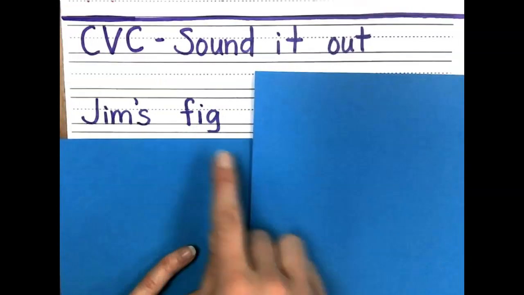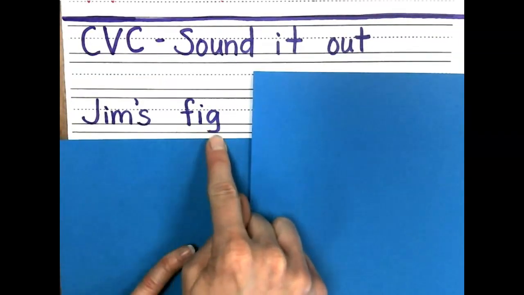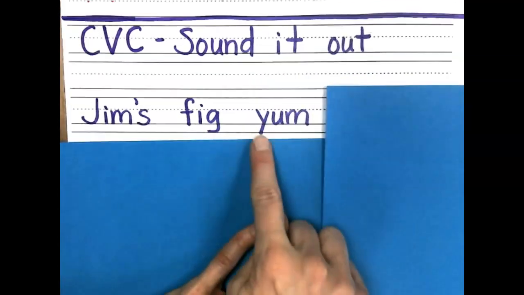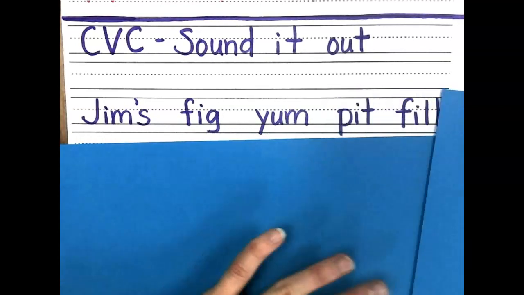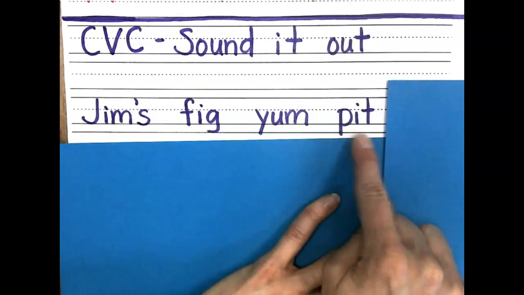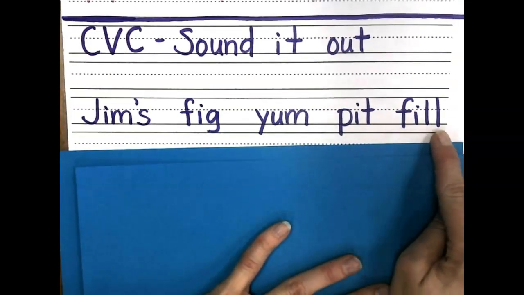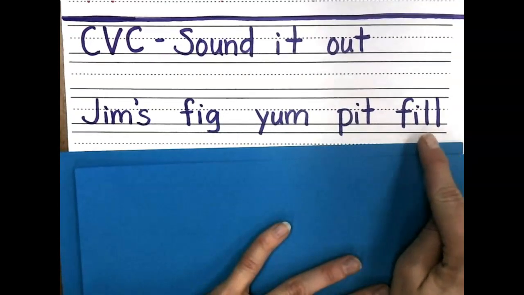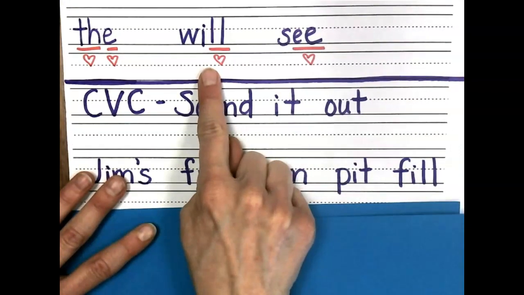Say the sounds with me. J, I, M's, Jim's. Let's do the next one. Say the sounds with me. F, ig, fig. Y, yum. P, it, pit. F, ill, fill. Notice fill has two L's at the end, just like the word will.